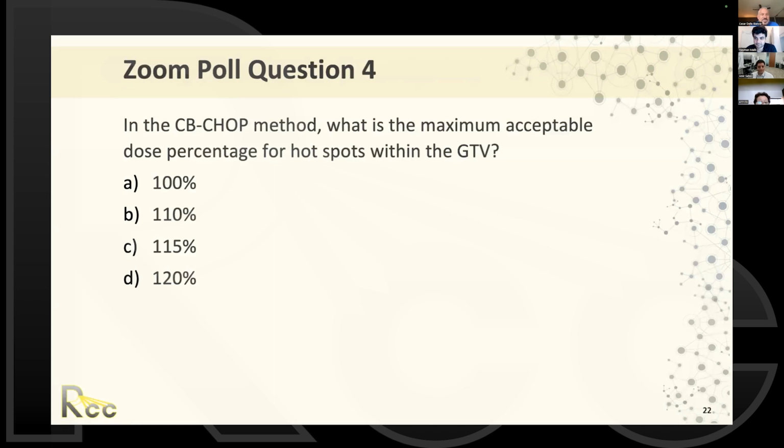So we are moving to question number 4. In the CV-CHOP method, what is the maximum acceptable dose percentage for hotspots within the GTV? A is 100%, B 110%, C 115%, D 120%.